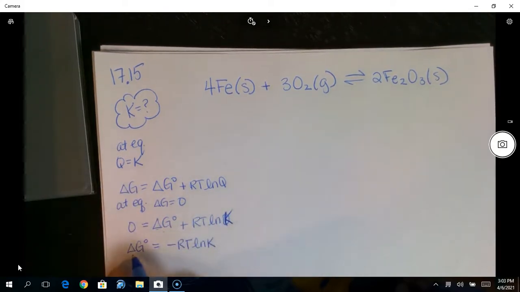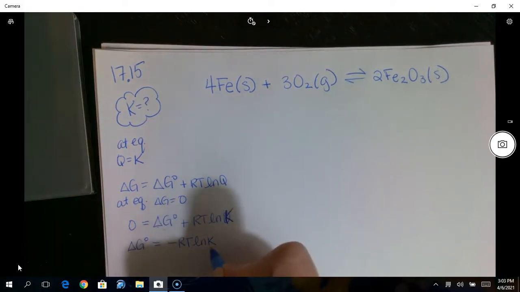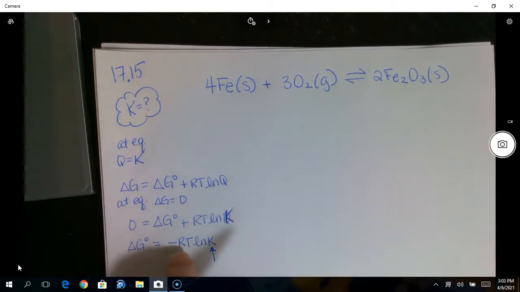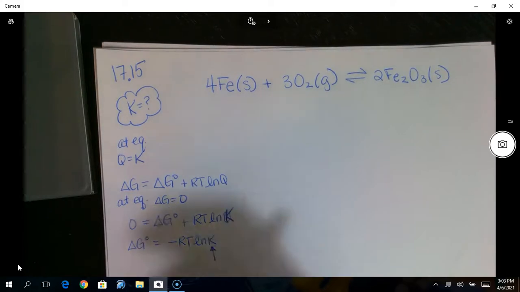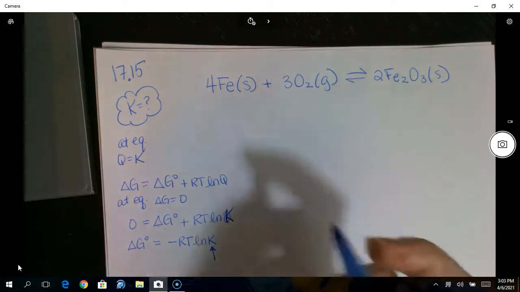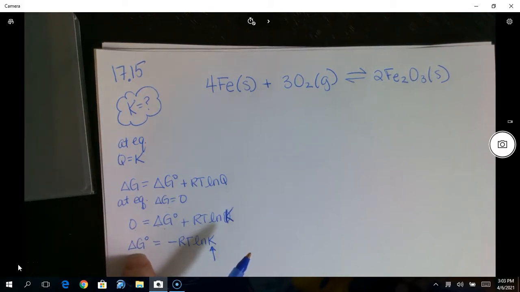So whatever your standard Gibbs free energy change is has to be the opposite in sign of RT ln K, and we use K because we're talking about at equilibrium. Remember, the goal is to find K. We know the temperature from the problem: it happened at 25 degrees Celsius, which we know to make 298 kelvins. We know R, we need to find the standard delta G.